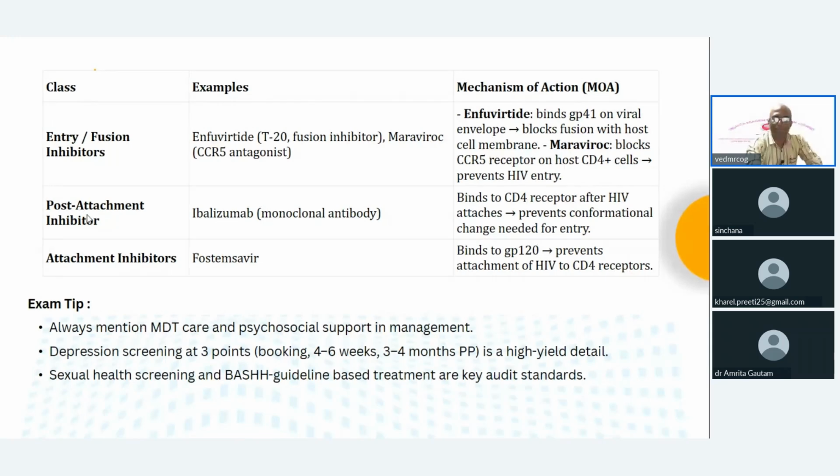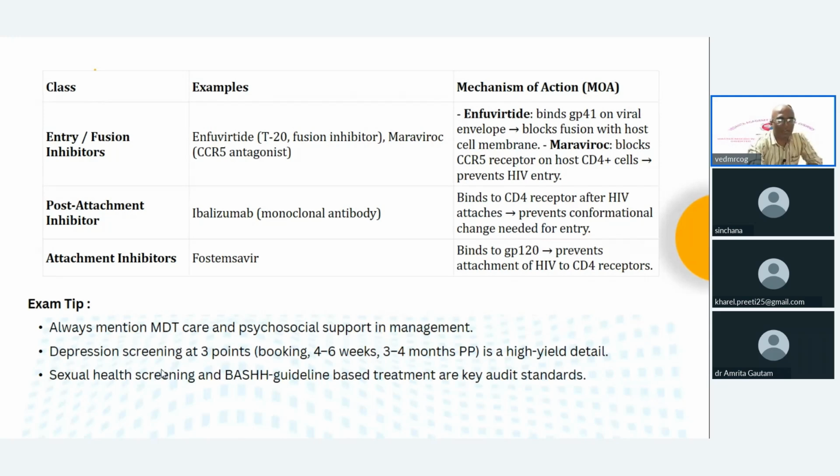And then you have a post-attachment inhibitor, that is a monoclonal antibody, ibalizumab. It binds to the CD4 receptor after HIV attaches and prevents the conformational change needed for entry. Then attachment inhibitors, fostemsavir. It will bind to the GP120 and prevent attachment of HIV to CD4 receptors. But at least the previous slide drugs you should know, these are not frequently used. Then exam tip: always mention MDT care and psychological support in management.